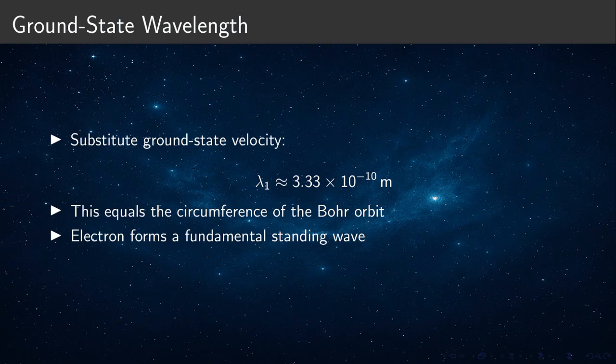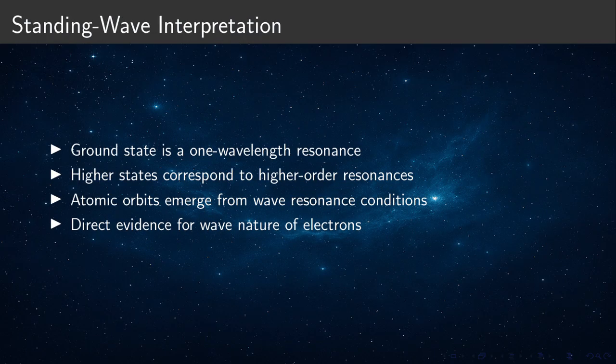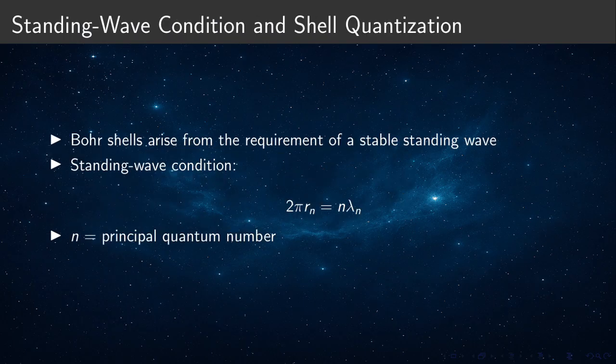Substituting the ground state velocity at the Bohr radius yields a wavelength of approximately lambda 1 equals 3.33 times 10 to the negative 10 meters. This value is equal to the circumference of the Bohr orbit, indicating that the electron exists in a fundamental standing wave configuration at the ground state. This result is not coincidental, but instead represents the first direct evidence that atomic orbits correspond to wave resonance conditions, standing wave condition, and shell quantization.